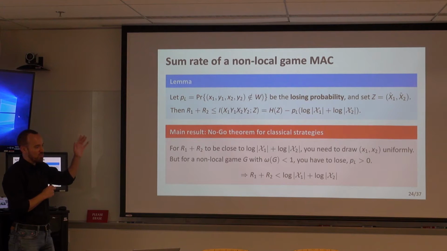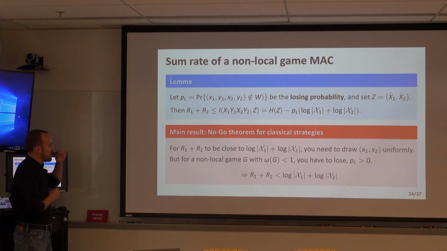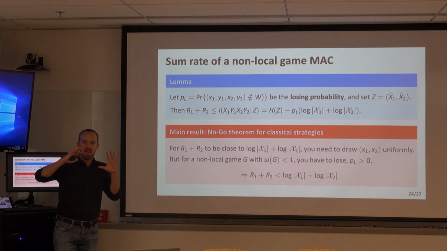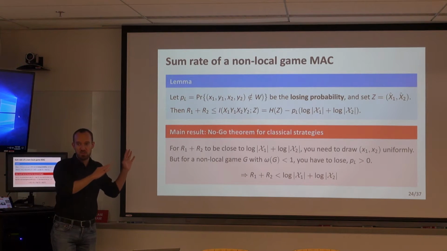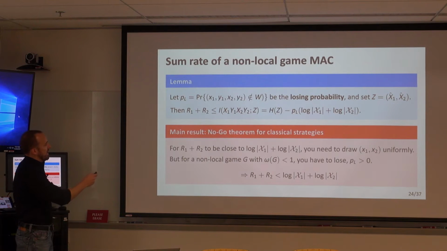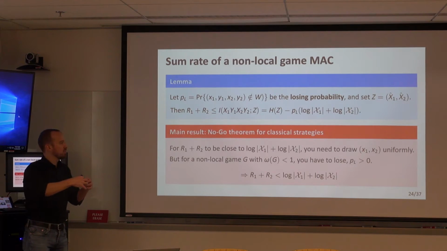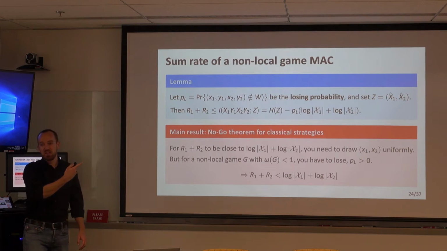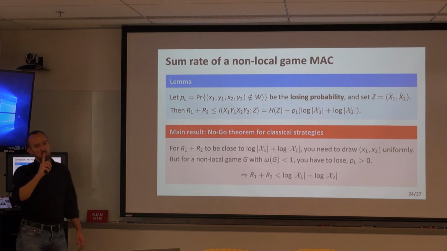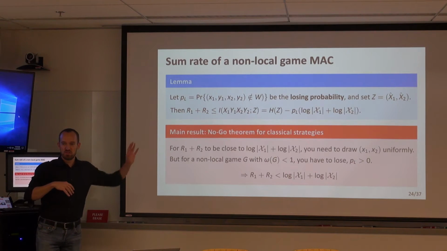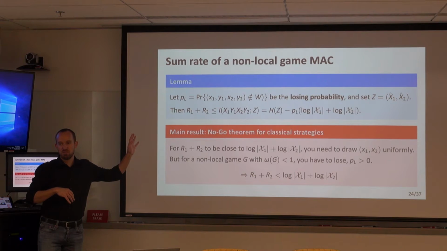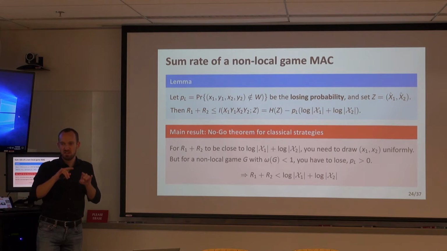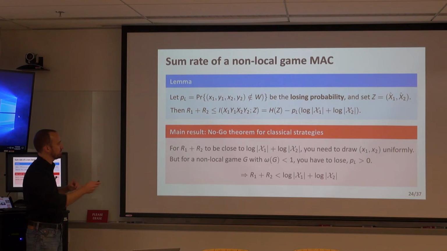And this brings me to our first main result. If you have a non-local game G, and you define the MAC in terms of the non-local game, as I showed you, then this constraint on the sum rate, the mutual information between both senders together and the receiver, is a function of the losing probability of the game. This time the losing probability is defined in terms of an arbitrary distribution, because in the MAC setting you do need to allow for any input distribution, not just uniform. It has to be independent.